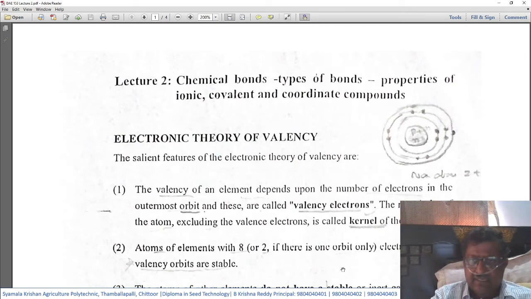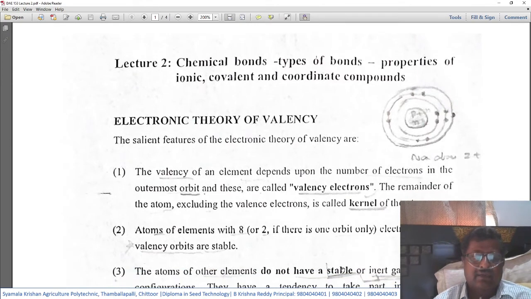Excluding this valency orbit, the remainder of the atom, that is, excluding the valency electrons, is called the kernel of the atom. What is it called? It is the kernel of the atom. Kindly remember, this word is important from the examination point of view.